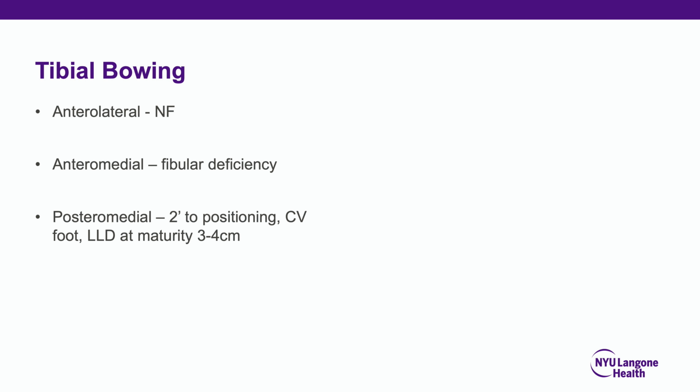Tibial bowing, this is often tested. Anterolateral bowing is a result of neurofibromatosis in many cases. Anteromedial bowing is associated with fibular deficiency, which used to be called fibular hemimelia. Posterior medial bowing is the most benign.